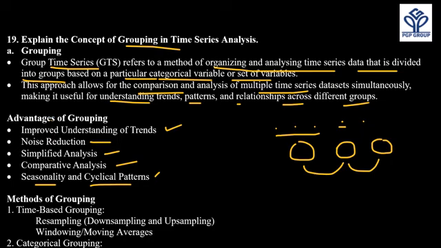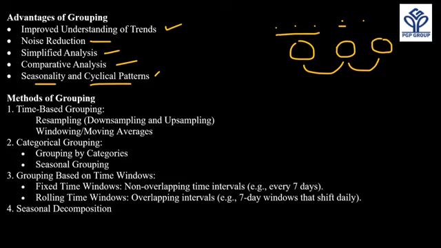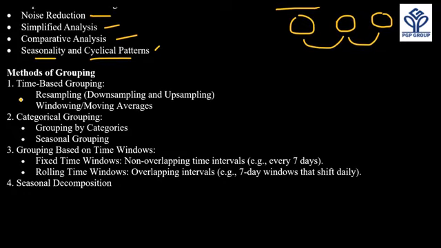Now, for grouping, there are some methods available. 4 different methods of grouping are available. You can group the data based on time based grouping. Here again the same concept is available: resampling is one of the time based grouping techniques, and windowing or moving average. Moving average is one of the important concepts in statistics. You can use the moving average, or by using the windowing concept you can do the time based grouping. Then categorical grouping, based on some categories or some variables, you can do it here.